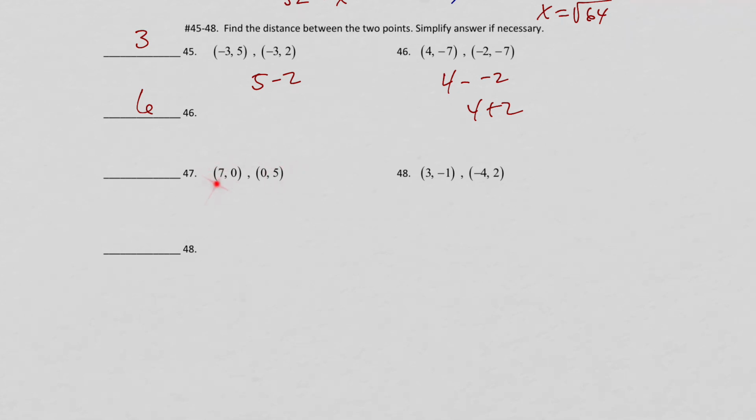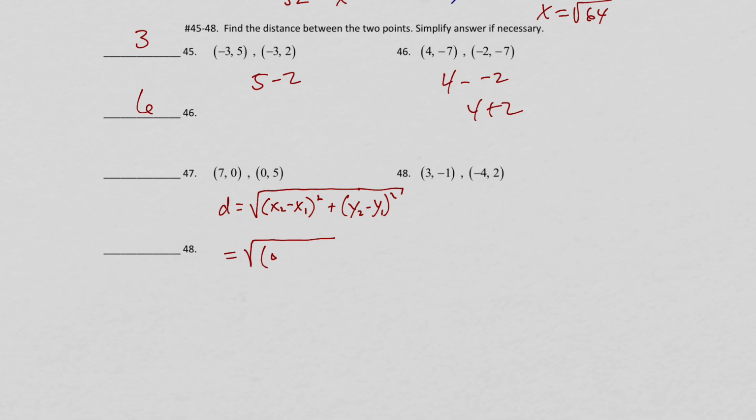Now, neither of these coordinates are the same, so I do have to use the formula, which is this, x2 minus x1 squared. This is Pythagorean's theorem, y2 minus y1 squared. So x2 is the x value of the second point, x1 is the x value of the first point. So this is 0 minus 7 squared. y2 minus y1 is 5 minus 0.